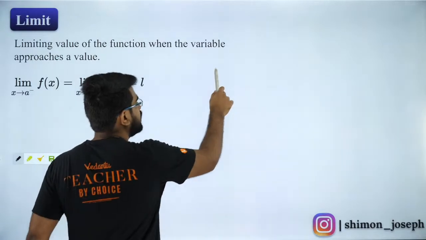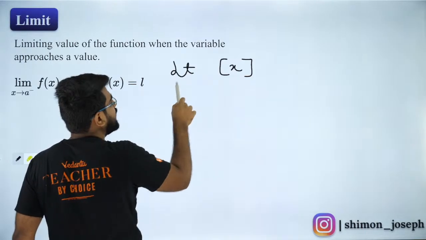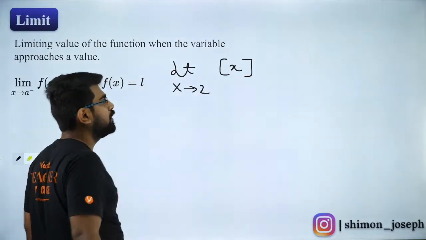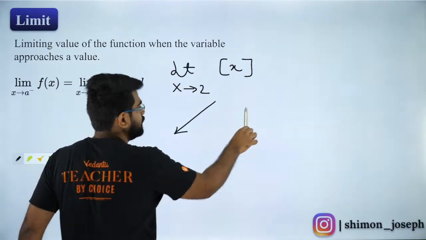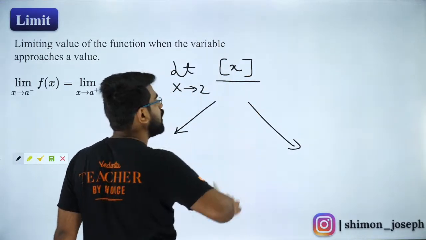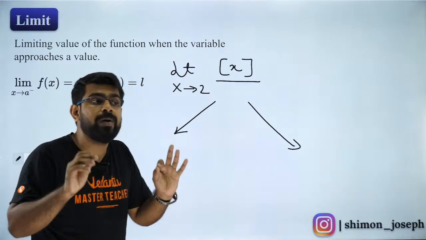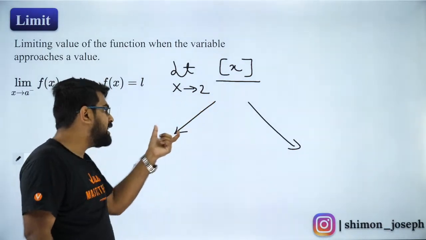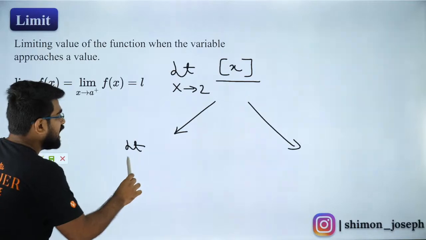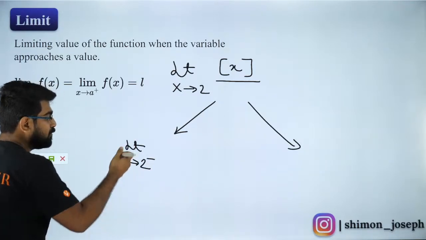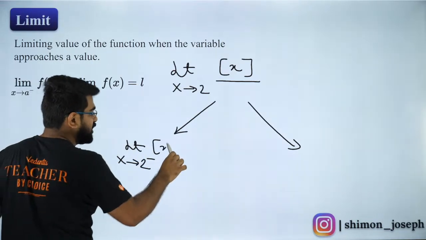So let me take a nice function to elaborate this. Let us say I want to find limit x tending to 2 of box of x. Whenever I have this function, I need to check both LHL and RHL. Whenever you have functions like box of x, square root of x, modulus of x, it is always necessary for you to check LHL separately and RHL separately. So what is LHL? LHL means I approach 2 from the negative side, from the left hand side.